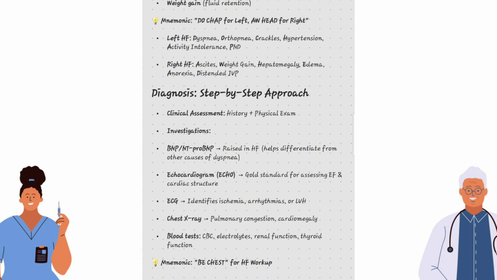Then you also have to do an echocardiogram. An echocardiogram is the gold standard, because it's going to check if there's hypertrophy, and it's going to check the ejection fraction. It's also going to measure the heart function. Then we also have ECG to detect ischemia or arrhythmia. We also have to do a chest X-ray to check for pulmonary congestion and cardiomyopathy. We can also do other tests like full blood tests, electrolytes, renal function, thyroid function, etc.